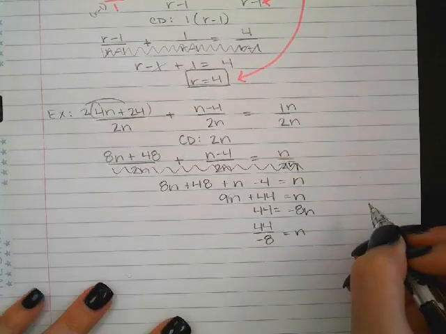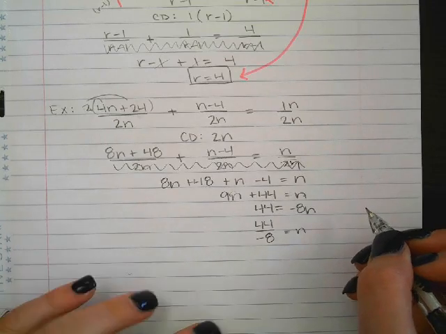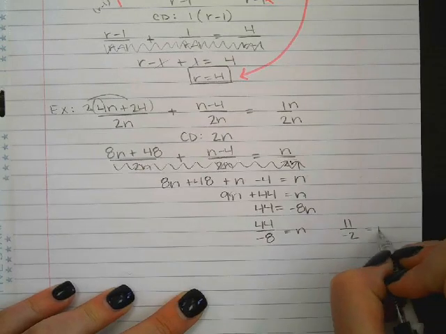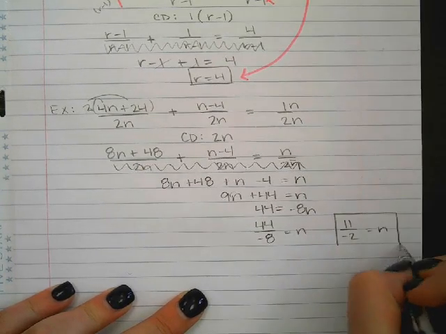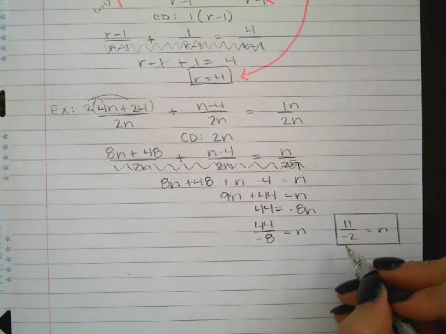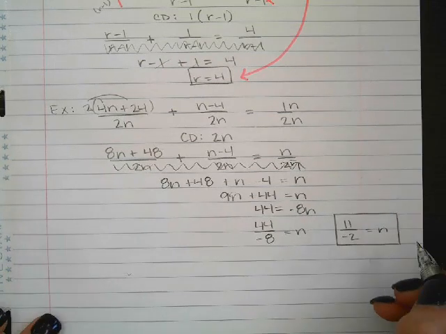And I see that that fraction can be reduced. I can divide 4 on the top and the bottom. And so n equals negative 11 over 2. You can leave the negative on the bottom. You can move it to the front. You could move it to the top. It doesn't matter.